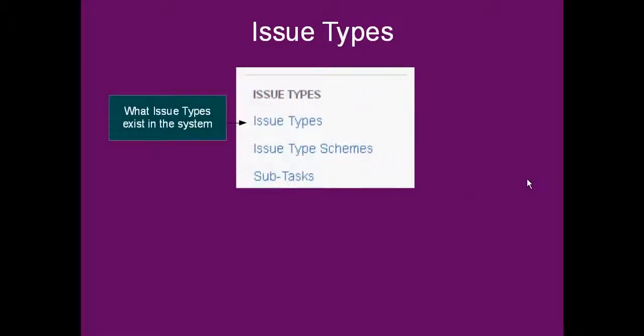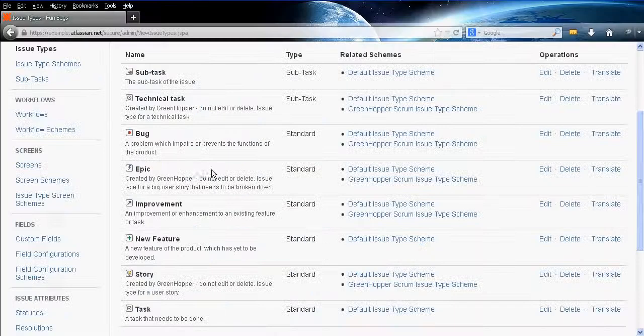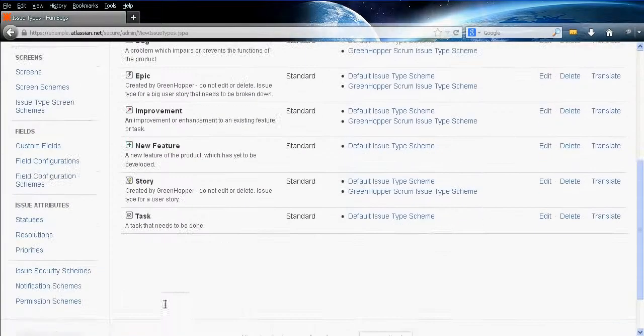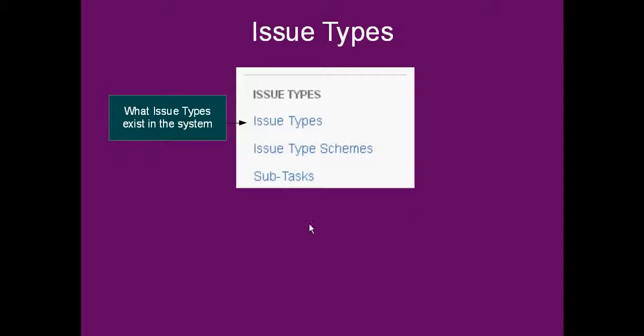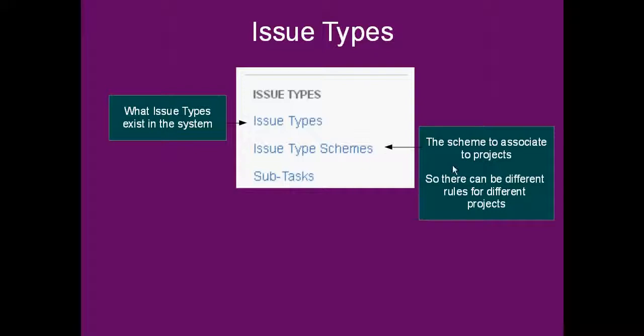So issue types first of all. What issue types exist in the system? Very simple. This is the list right here. Then issue type schemes. What you'll find with Jira quite a lot is you have schemes that relate to projects and then items beneath the scheme.